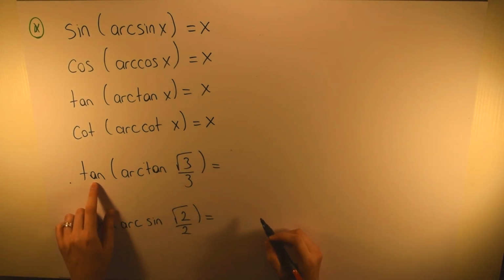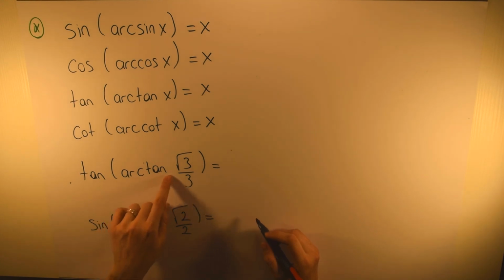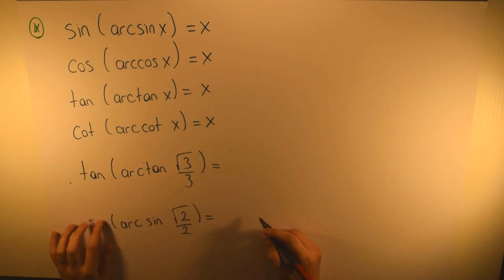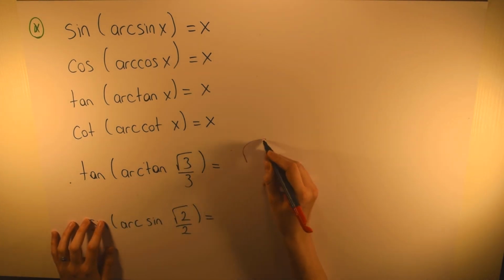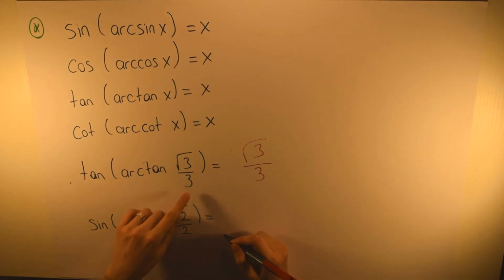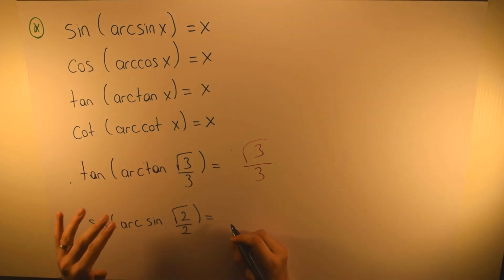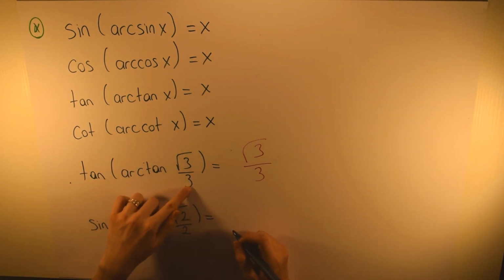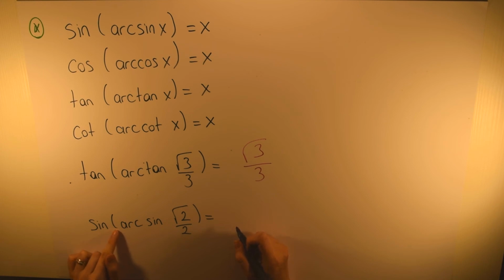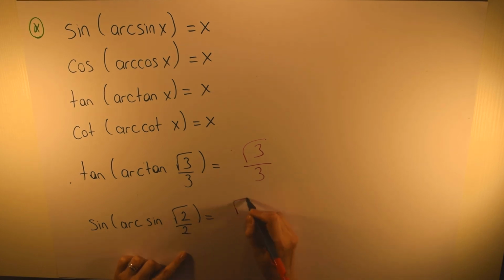Let's say we have tangent of arctangent square root of 3 over 3. This is equal to square root of 3 over 3. You don't have to calculate this value and then take the tangent of it. No, you just write the value. Here also we have sine of arcsine square root of 2 over 2, which is also equal to square root of 2 over 2.